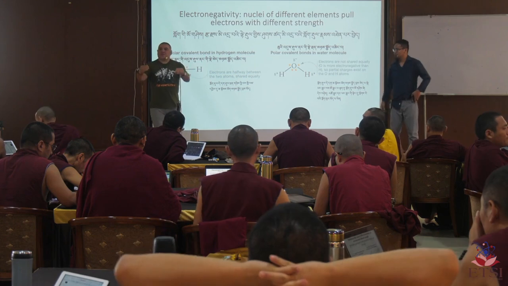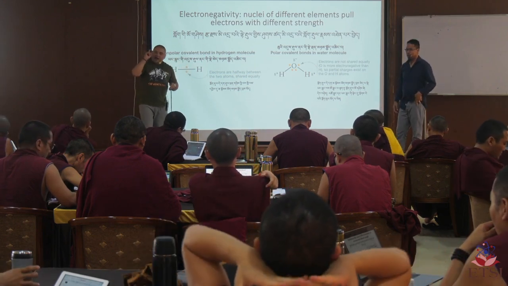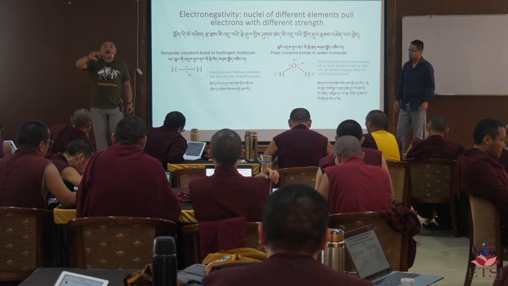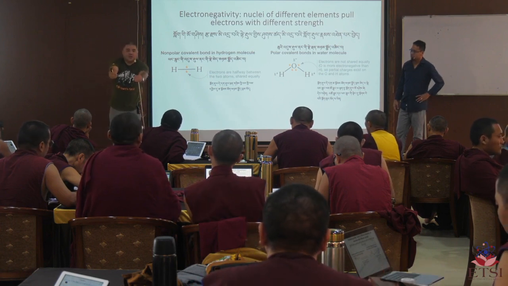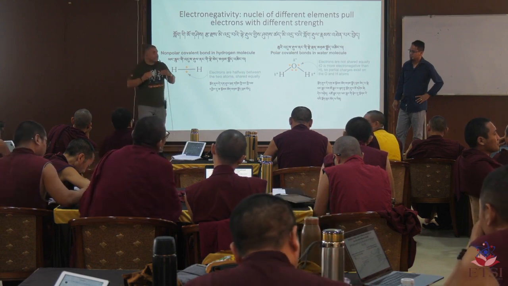Oxidation is essentially the pulling of electrons towards those atoms. So oxygen is actually very toxic under certain conditions. Oxidation is essentially pulling all those electrons towards the oxygen atom.